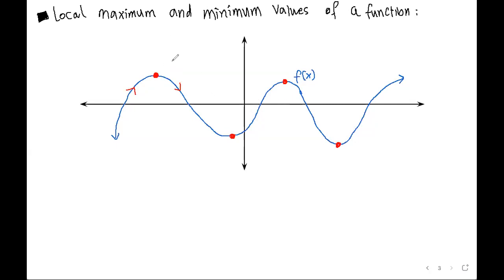So I can say this point here is a local maximum. And this point is a local maximum. And this point here, local minimum. And the same thing here, local minimum.